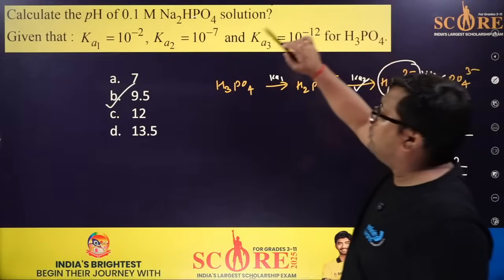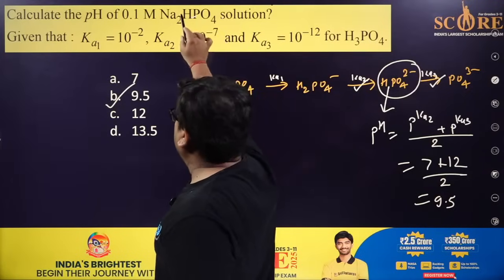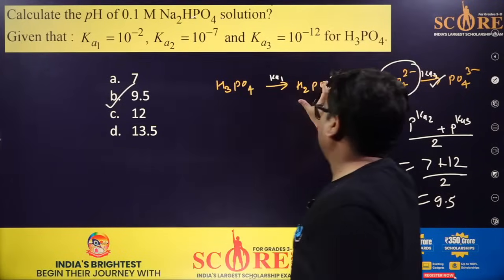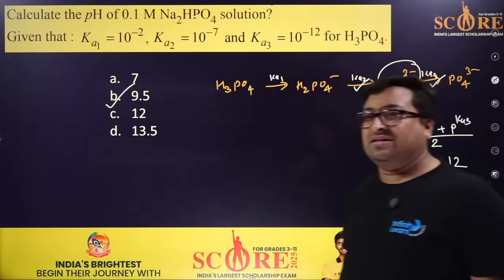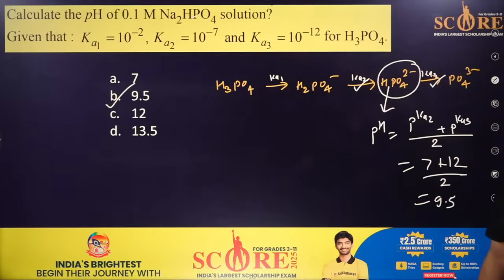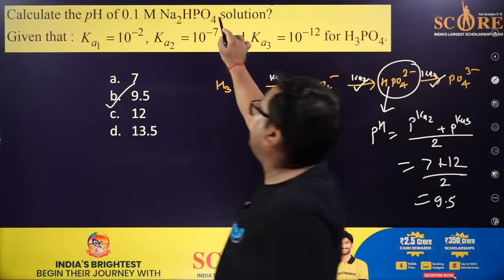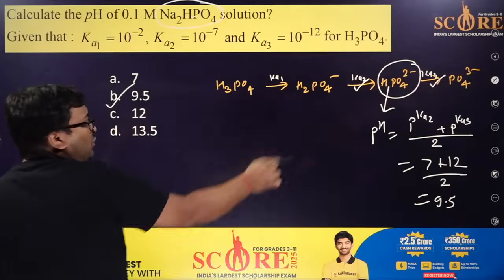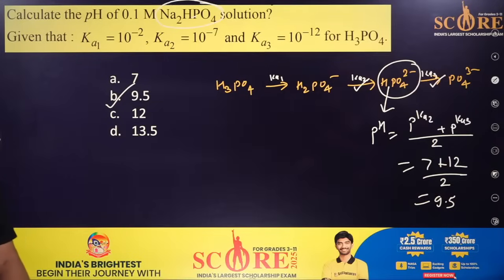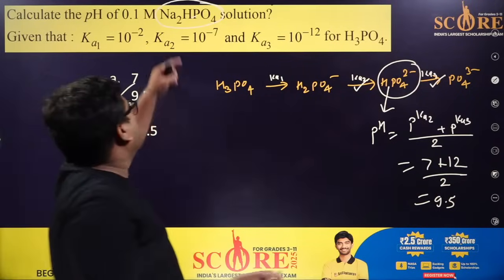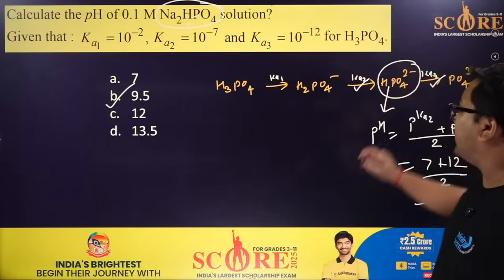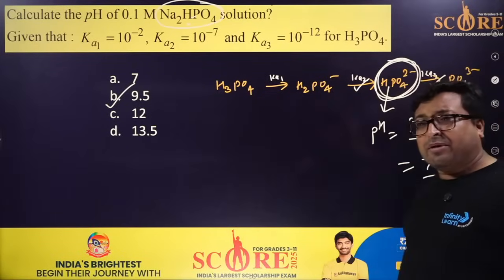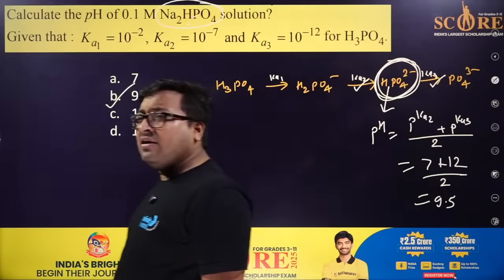If the question is about NaH2PO4, then the answer will be 2 plus 7 by 2. For an amphiprotic species, just identify the salt and use this formula. You can't take the average of just any two values; the target species is this one. In this way you have given the answer, consistent boy JEE.